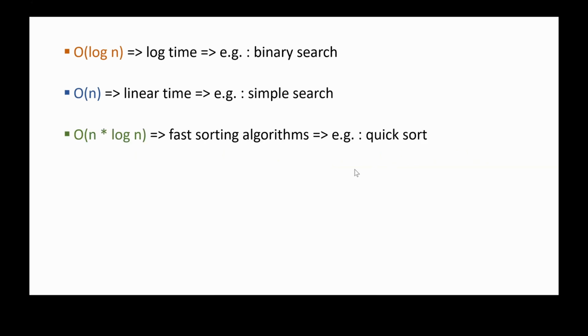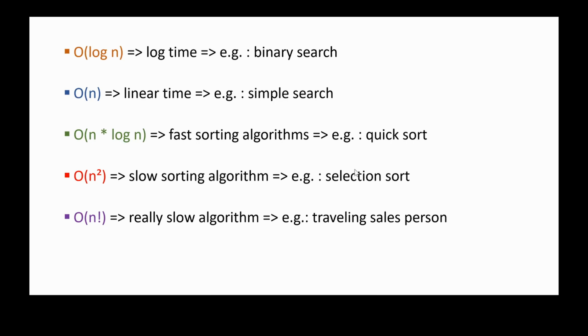Next is O(n log n), which is famous for fast sorting algorithms. For example, quicksort would take such a time. The next one is O(n^2), which is known for slow sorting algorithms, for example, selection sort. The runtime is O(n^2). And the last one is O(n!), which is a really, really slow algorithm. For example, the traveling salesperson algorithm, which we will discuss in upcoming videos in this series about algorithms.